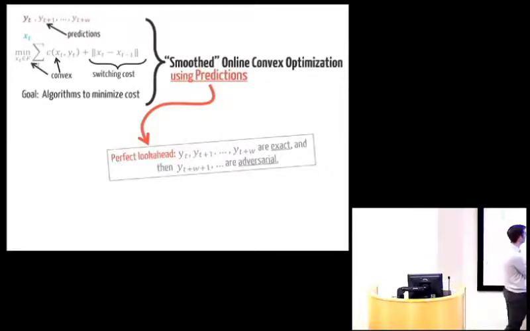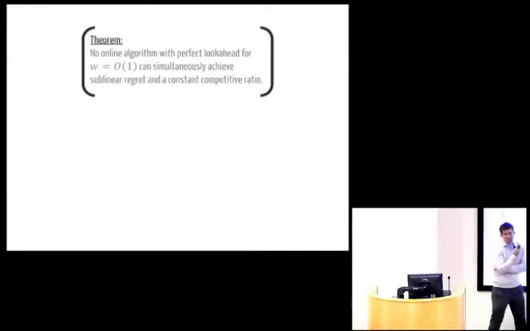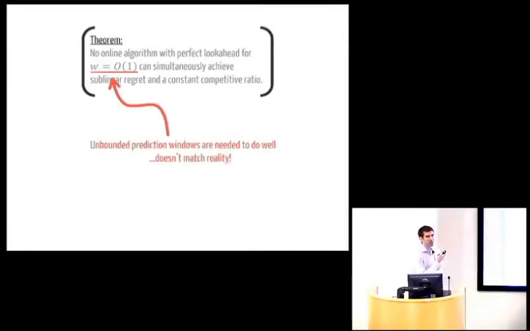Well, the typical way you deal with predictions there is you assume that they're exact within your prediction window, or at least within epsilon error, some bounded error, and then adversarial outside of your prediction window. It seems natural on the face of it to say, oh, I'm a theoretician, this is something like what predictions will do, let's just do this. It should be easy to analyze. And it is easy to analyze, but it gives us the wrong answer. In that model, what we can prove is that you need unbounded predictions, predictions that grow unboundedly with the horizon length, to be able to do well for both competitive ratio and regret. So I view this as another impossibility result.